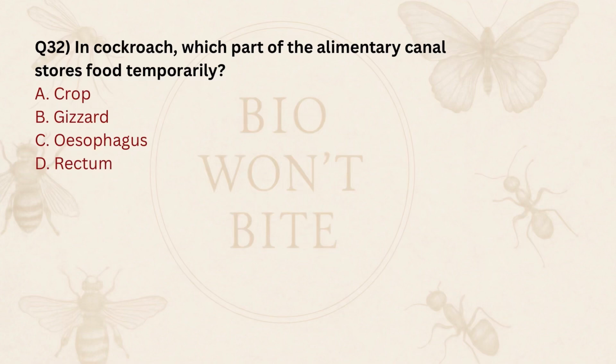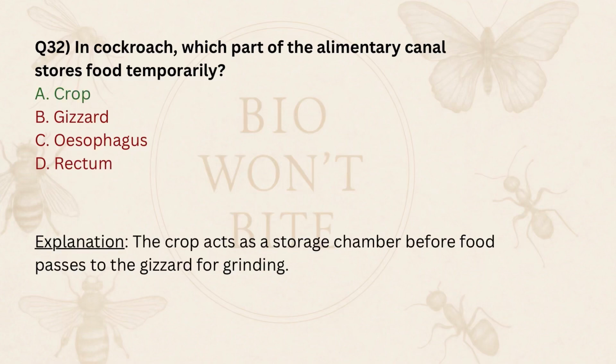Number 32. In cockroach, which part of the alimentary canal stores food temporarily? The correct answer is option A, crop. The crop acts as a storage sac, where food is stored before passing into the gizzard for grinding.